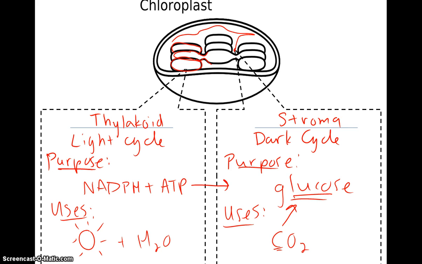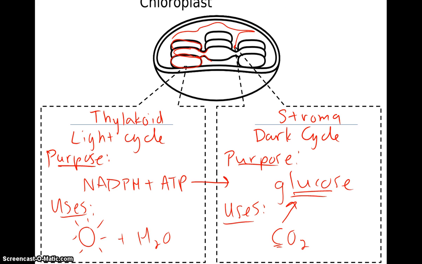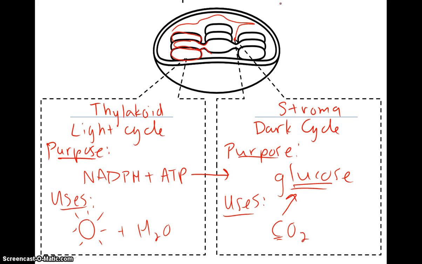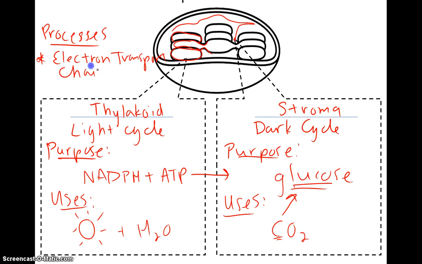That carbon is going to be given to make glucose, so we need CO2 in the dark cycle. And then lastly, I want to talk about the processes that are involved in both of these stages. And I'm actually going to write it above here, just because I don't have any room. So the processes involved in the light cycle are the electron transport chain, or the ETC as it's sometimes called. And also remember, we had that chemiosmosis. We had that diffusion of hydrogen ions, which is going to make our ATP.